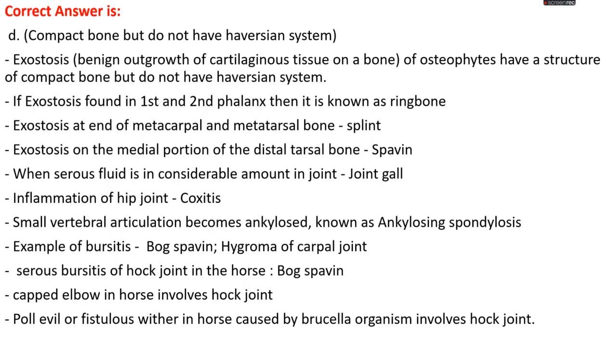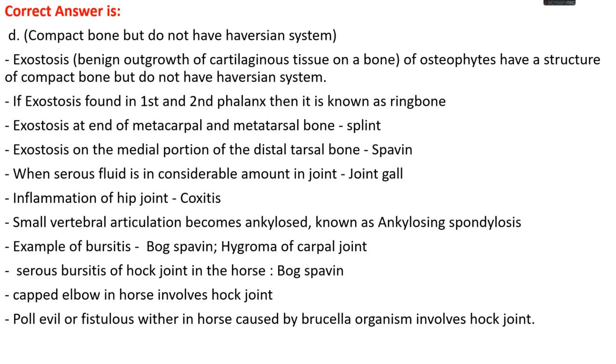Exostosis is a benign outgrowth of cartilaginous tissue on a bone. Osteophytes have a structure the same as compact bone, but lack Haversian systems. If exostosis is found in the first and second phalanx, then it is known as ringbone. If exostosis occurs at the end of a metacarpal or metatarsal bone, that is known as a splint.